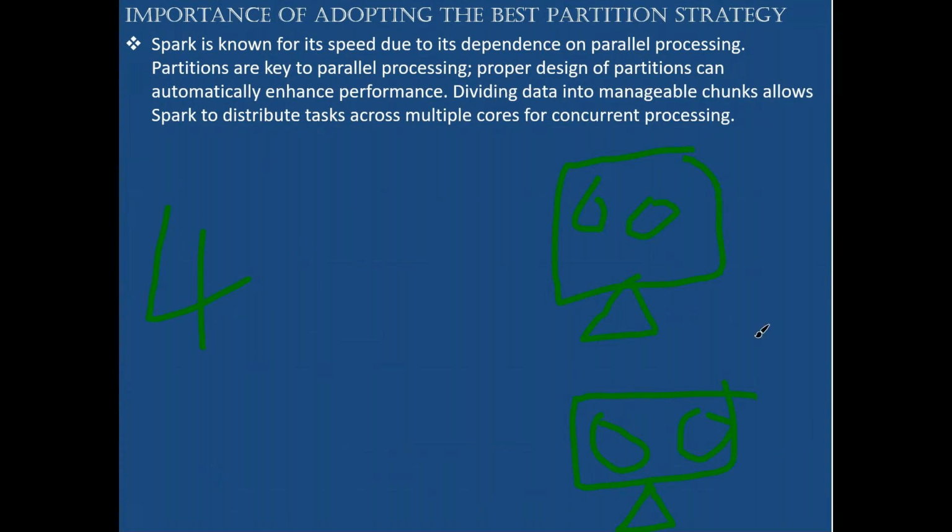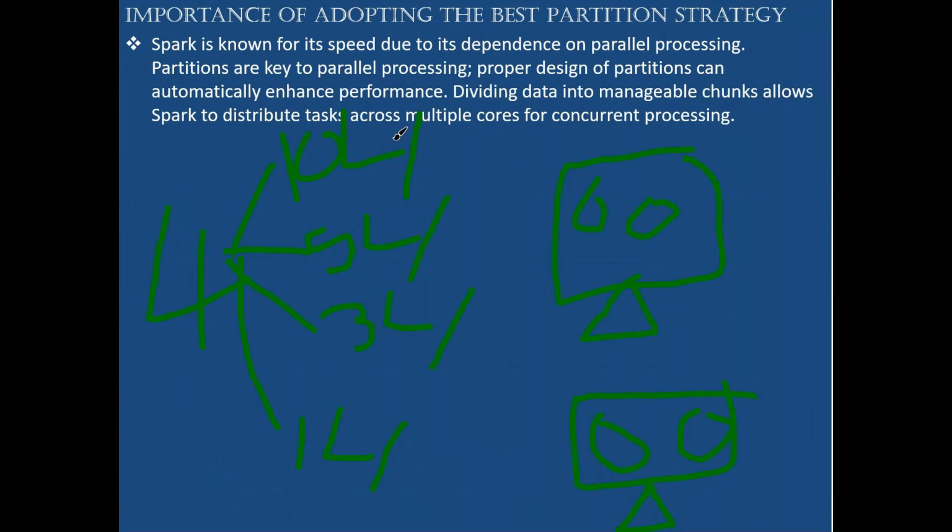All the things will get a task and run in parallel. Within these 4 partitions, the first partition has 10 lakh records, the second has 5 lakh records, the third has 3 lakh records, and the fourth has 1 lakh records. Let's imagine processing 1 lakh records takes 1 minute. To process 10 lakh records, how much time will it take? 10 minutes. Here, 5 minutes, 3 minutes, 1 minute.